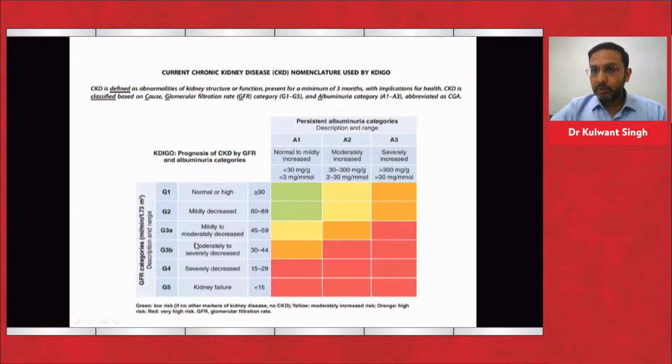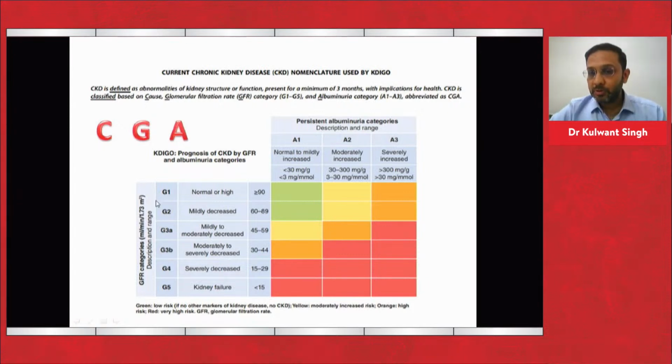So there are two things. One is the definition and the other is the classification. The definition verbatim, as I have already mentioned, is the abnormality of kidney structure or function which is present for 3 months. This is very important, with implications for health. Whereas the classification is based on three things. One is C. C stands for cause, whether the disease is due to diabetes, interstitial disease, or any glomerular disease. Then G stands for the glomerular staging, and A stands for albuminuria.